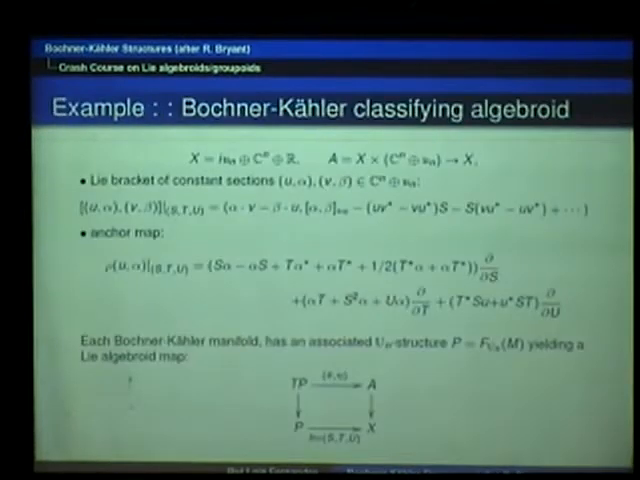Okay, so to solve that problem, what we are going to do is make this thing into a global object. This thing is an infinitesimal object. We are going to make this into a global object. So what is the object corresponding to this Lie algebroid? Well, it has to be called a Lie groupoid, of course, right? So what is that?